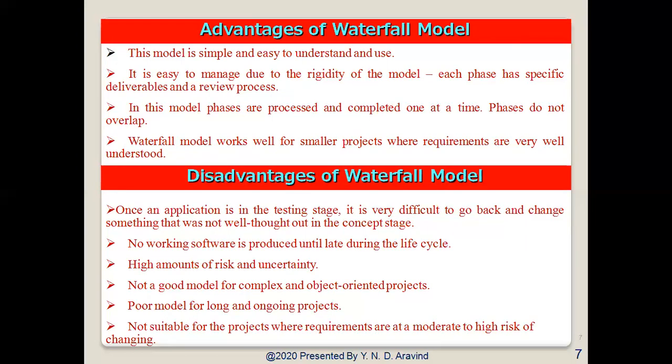help to ensure the quality, reliability and maintainability of the developed software. In this model, the phases are processed and completed one at a time, so phases do not overlap. Progress of the system development is measurable here. The waterfall model works well for smaller projects where requirements are very well understood. Very few requirements are there, and all these requirements are understood. Only in those cases can we use the waterfall model.